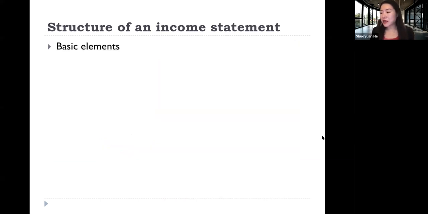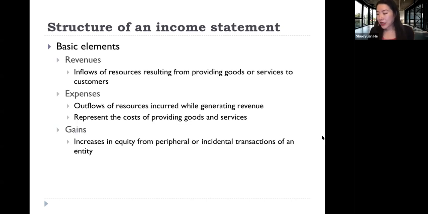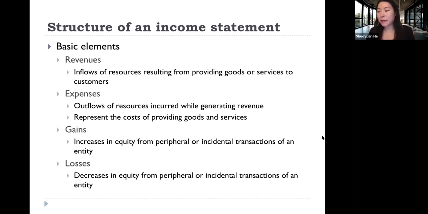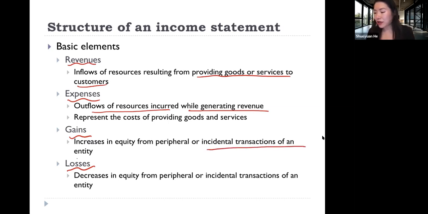The basic elements of an income statement, as we mentioned previously, are the 4 basic elements: revenue, expense, gains, and losses. What is revenue? Revenue is inflow of resources resulting from providing goods or service to customers. Expenses are outflow of resources incurred while generating revenue. Gains are increases in equity from incidental transactions of an entity, and losses are decreases in equity from incidental transactions of an entity.